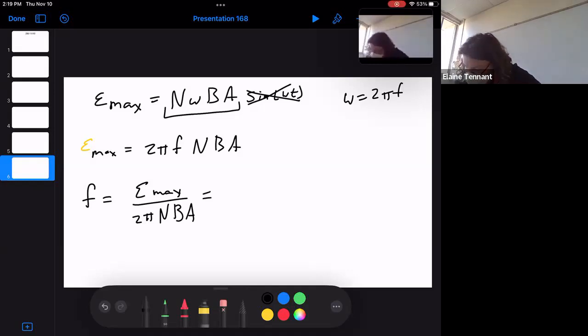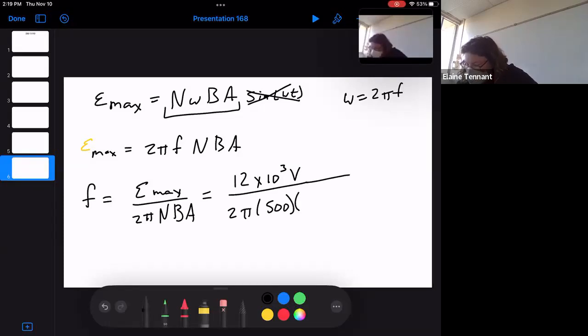Putting in numbers, and we're going to do a quick unit conversion as well. So I have 12 kilovolts, I have 2 pi, I have 500 turns, I have a magnetic field of 5 times 10 to the negative fifth Teslas, and I have an area of 1/4 of a meter squared.